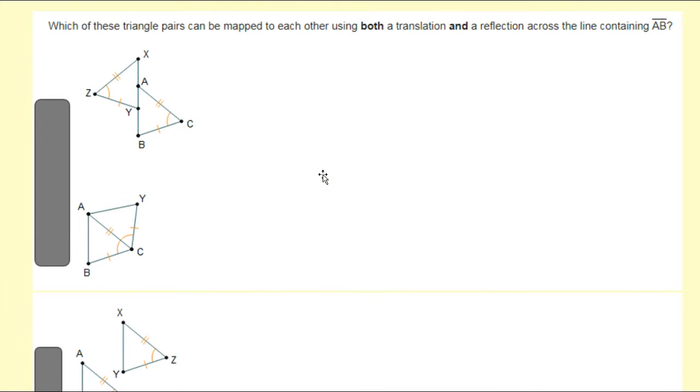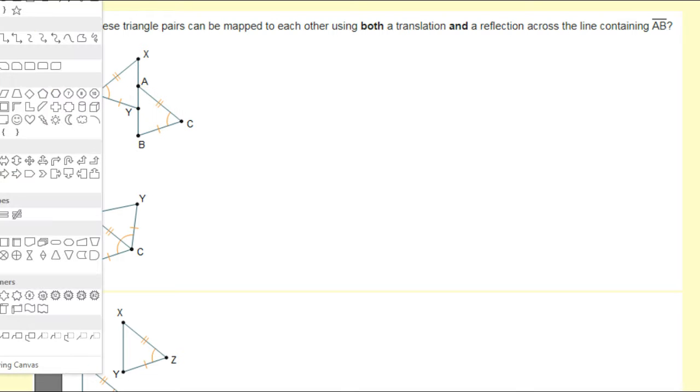Okay? Once again, this problem is similar to the last two. Which of these triangle pairs can be mapped to each other using both a translation and a reflection? So we want a slide and then a mirror image reflection. You know what? I think this is the answer right away, the very first one. And let's see if I can demonstrate that for you.